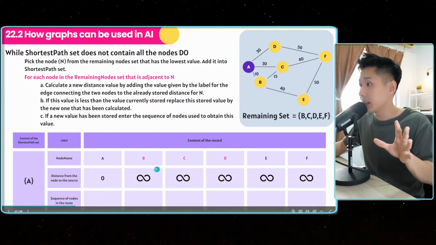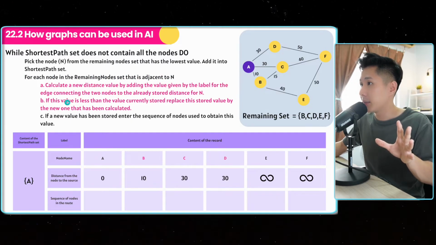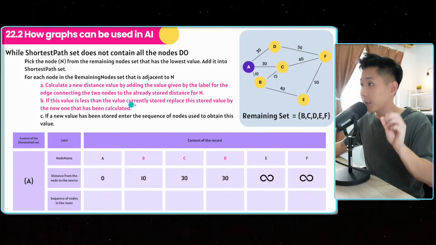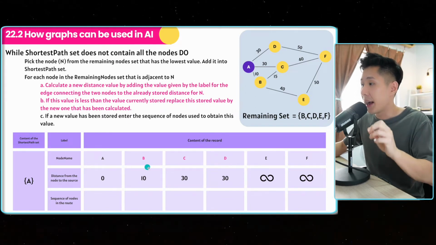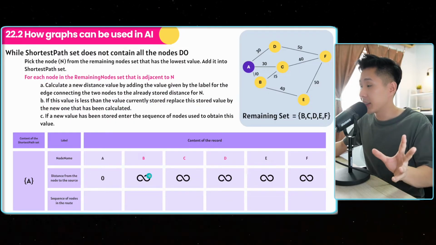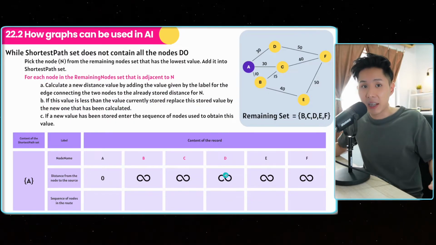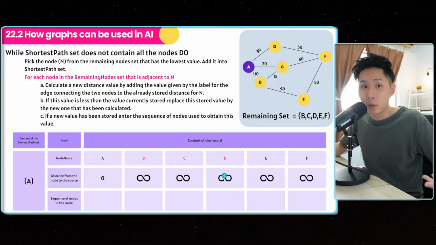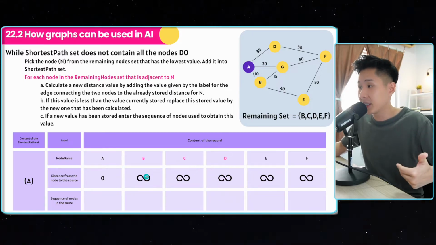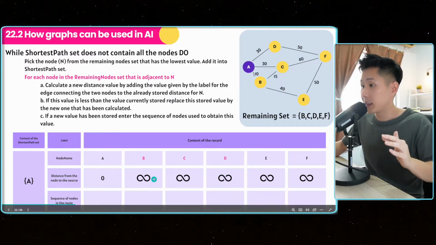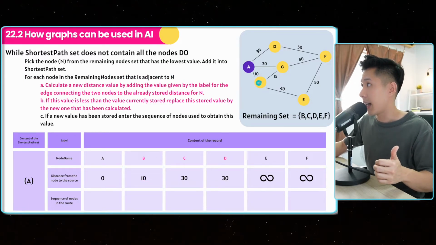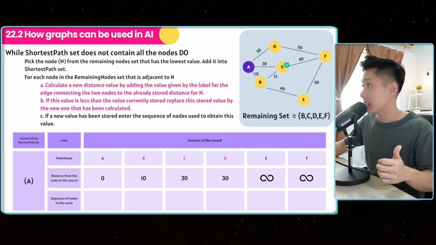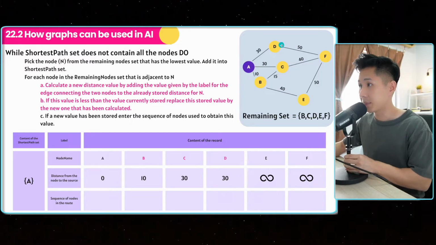And if this value is less than the value currently stored, replace the stored value by the new one. Before we calculate, you can see that B, C, D have an infinity value. So no matter what value we calculate, it will be less than it. So it will be replacing this distance. So we got 10 for B, and 30 for C, and another 30 for D.